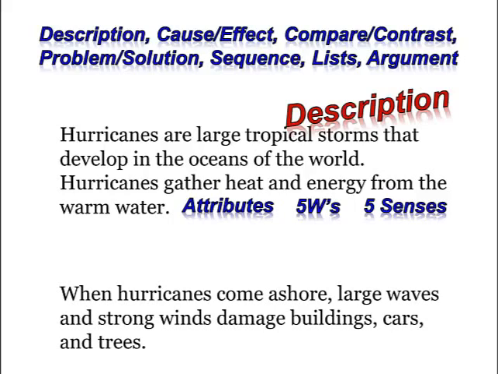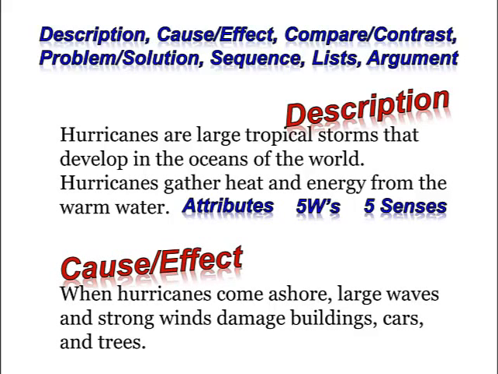In the next passage, when hurricanes come ashore, large waves and strong winds damage buildings, cars, and trees. The author is writing about a cause and effect relationship between the hurricane and the damage. But represented here is also a sequence of events. We add meaning to our understanding by recognizing if we are exploring the effects of hurricane damage or analyzing a critical sequence of events as the life cycle of a hurricane unfolds.